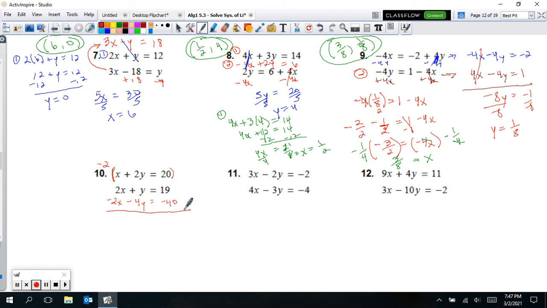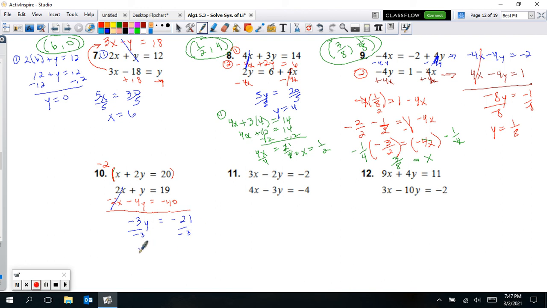And now I can combine these two equations. And say I've got the x's now set up to where they can eliminate. We can cross out those x's now. And we're going to get -3y is equal to, if I take 19 away from -40, that's going to be a -21. And then divide by 3.